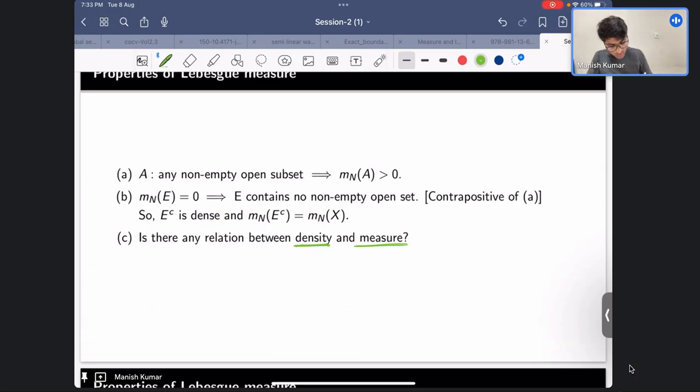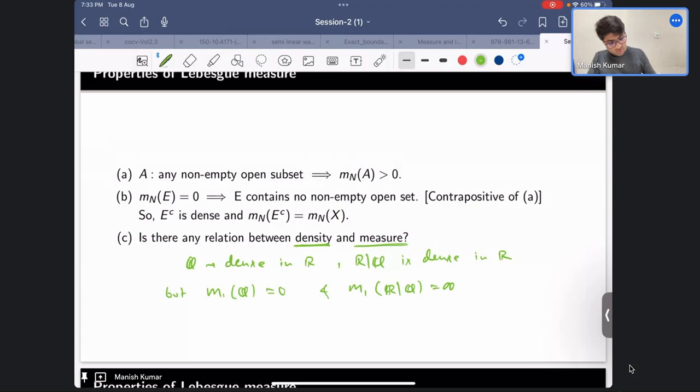Okay, so Q is dense in R, and R minus Q, that is the irrationals, is dense in R, but the measure of Q is 0 and the measure of R minus Q is infinity, right? So this says there is no relation as such. Measure can be anything. Measure has nothing to do with density of a set.